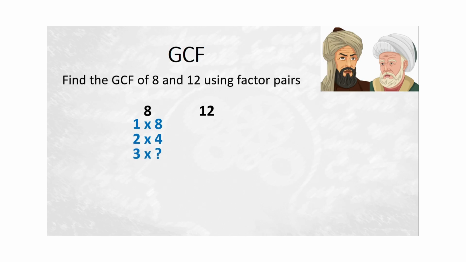3 times a whole number doesn't work. 4 times 2 works, but it's the same as 2 times 4. 5, there's no whole number we can multiply 5 by to make 8. Also 6 doesn't work with a whole number. 7 doesn't work. And 8 times 1, that's the same as 1 times 8. So here are all the factor pairs of 8.